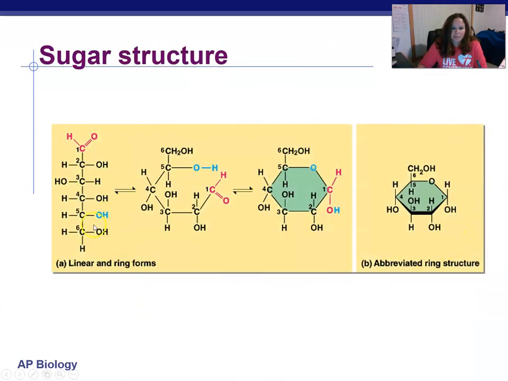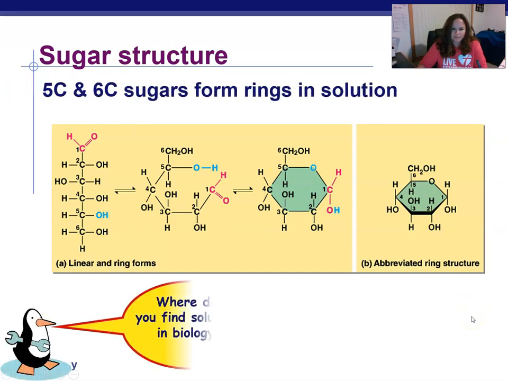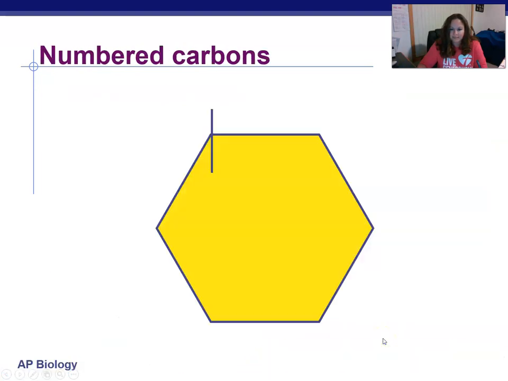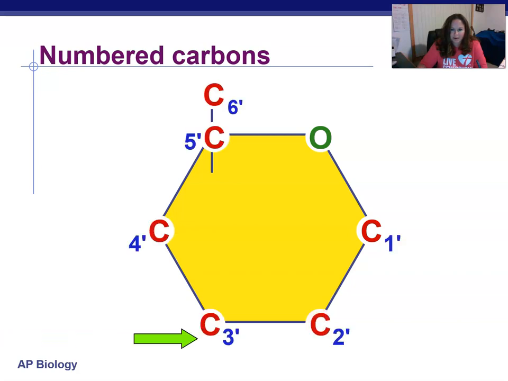Here's glucose in its linear form. Put in water, then it forms a ring. A hexagon, actually. So where do we find solutions in biology? Well, in our body, we have 70% water, so these sugars are in solution within our cells. And the carbons are numbered. This is going to be important later on.